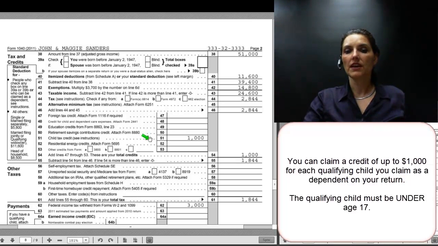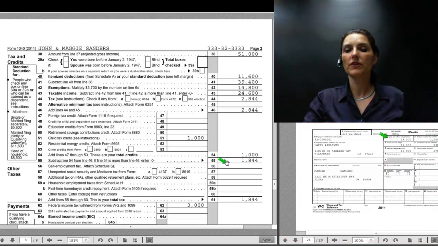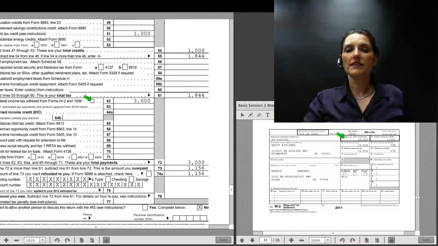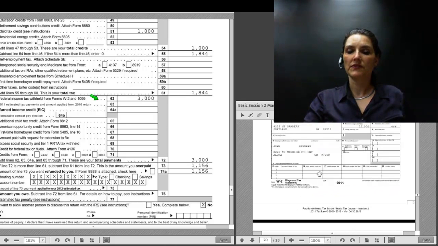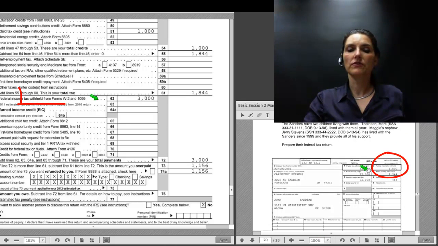The next step is to look at their withholdings, and we can see that Maggie had $1,500 withheld and John had $1,500 withheld. We combine those two amounts and enter $3,000 on line 62. $3,000 is greater than their tax. They are left with a refund of $1,156.